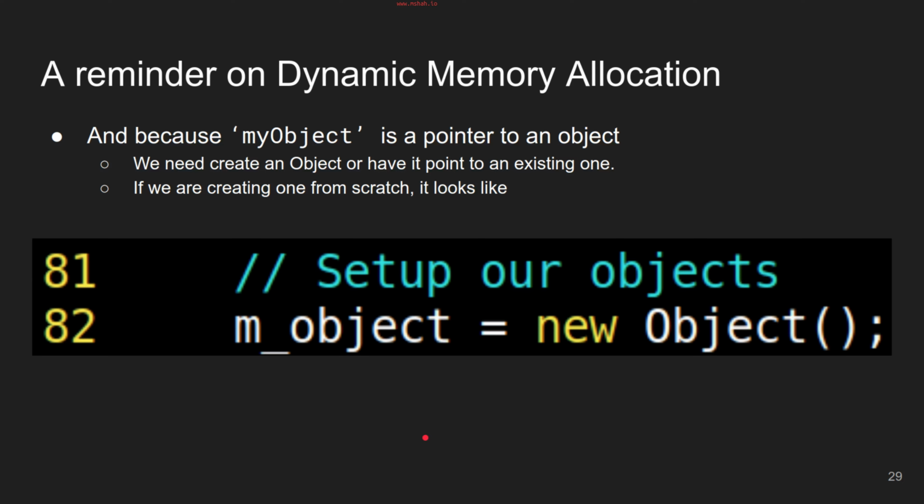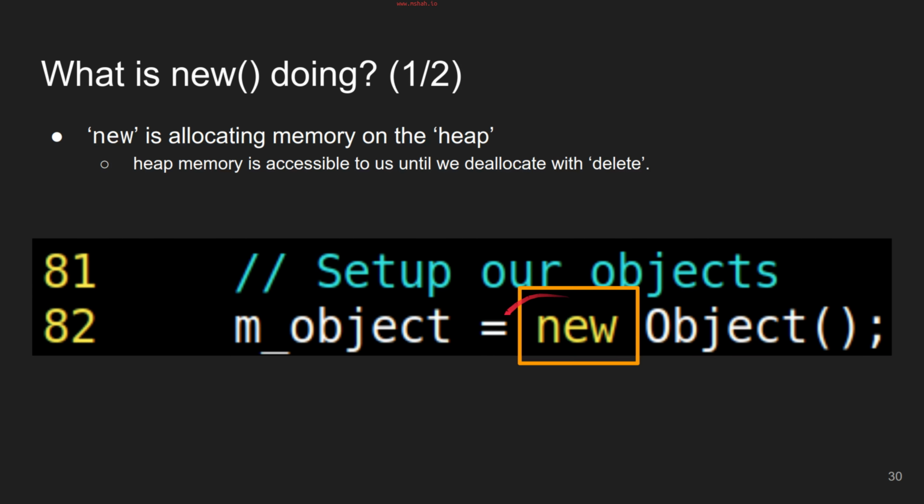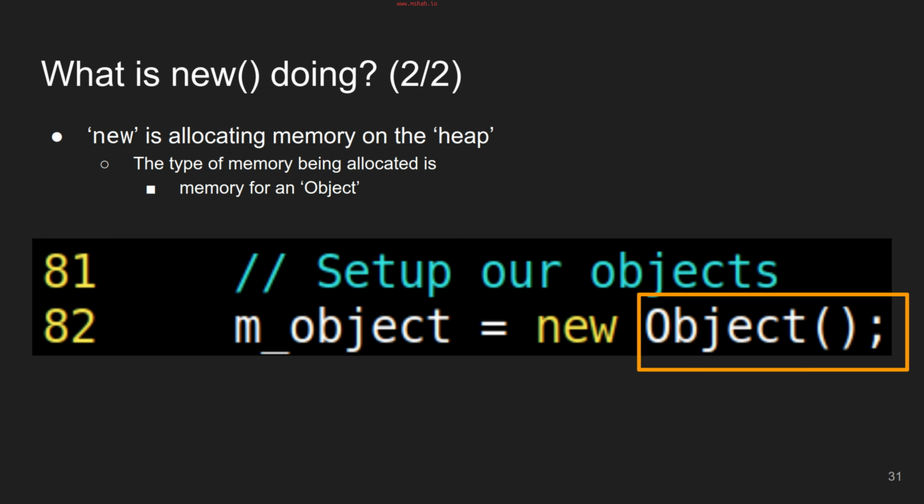Okay, and a reminder on dynamic memory allocation. If you have something like m_object, what is going on in this snippet is that you are allocating a new object for it here with new, and that's allocating memory on the heap. So that means the heap memory is accessible until we deallocate with delete. This pointer points to some chunk of memory that's always going to exist until we explicitly call delete on it, or delete with the brackets if you have an array. And then this is the type of memory being allocated: enough memory to store an object in it.